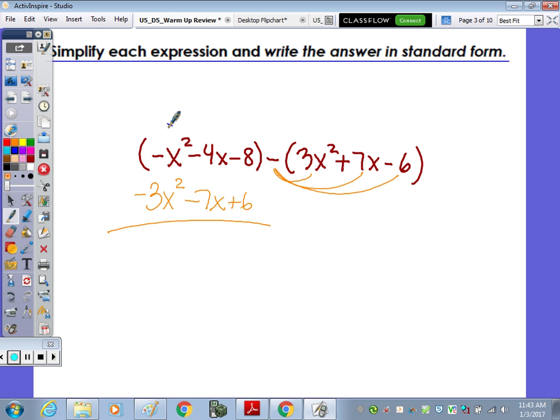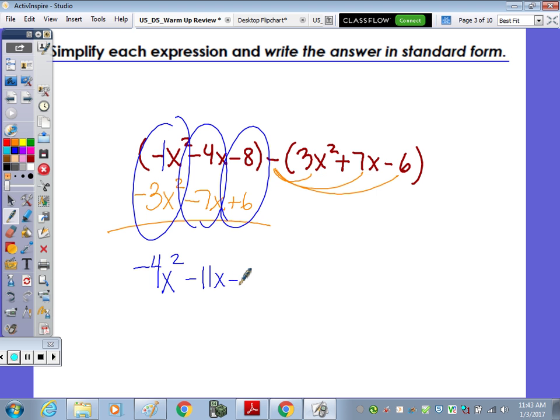Now combining straight down, in this column, negative 1 minus 3 is negative 4. The x squared stays the same. In this column, negative 4x minus 7x is negative 11x. And the last column, negative 8 plus 6, is a negative 2.